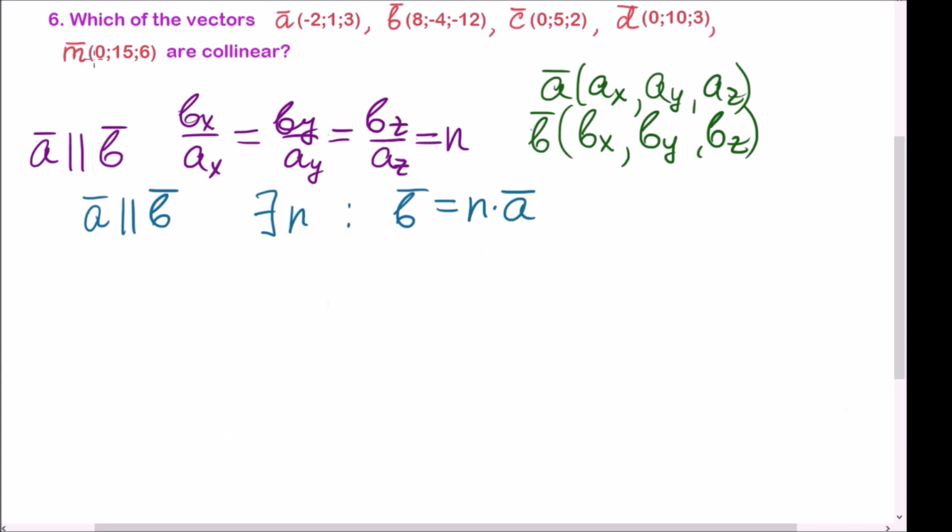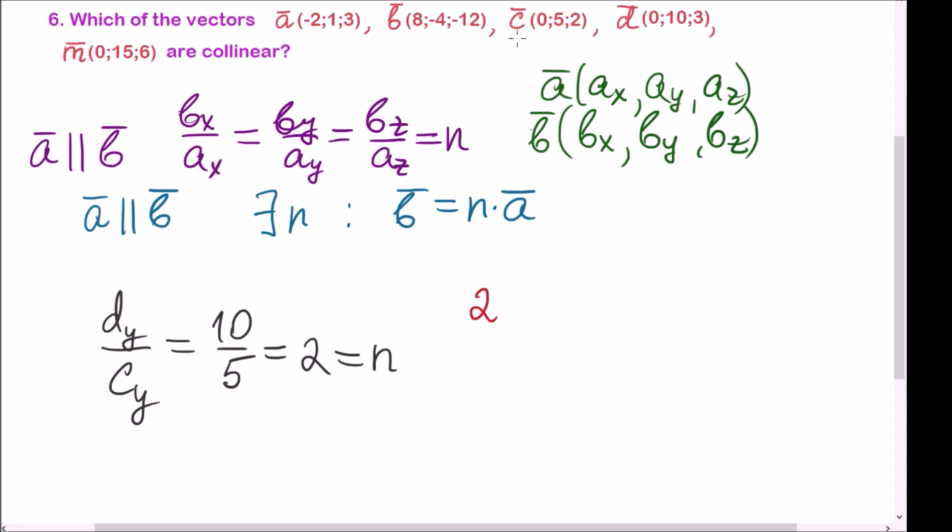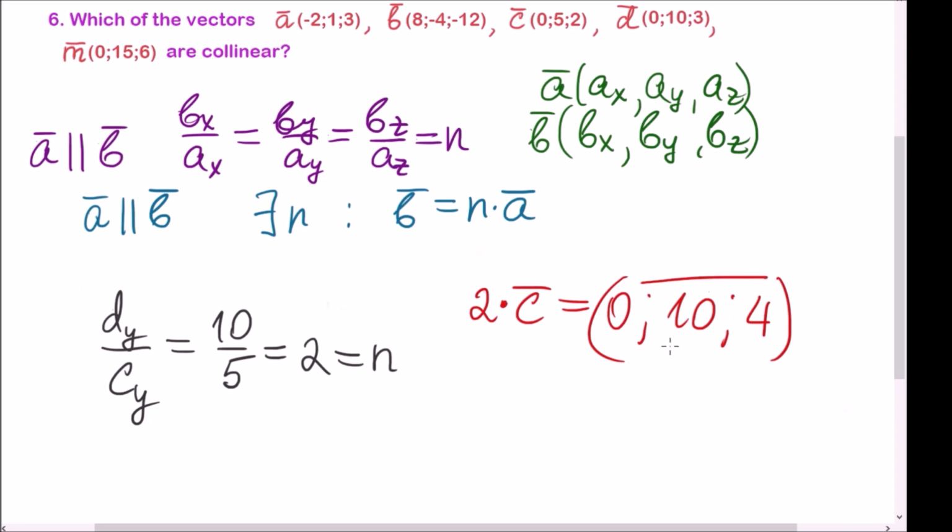The first coordinate of the vectors C, D and M is 0. Let's consider the second coordinates of the vectors C and D. The second coordinate of the vector D, let's divide by the second coordinate of the vector C. 10 divided by 5, it is 2. So let's multiply the number 2 by vector C. Each coordinate of the vector C we multiply by 2. 0 multiplied by 2 is 0. 5 multiplied by 2 is 10. 2 multiplied by 2 is 4. We can see that it is a vector, but it is not vector D. So vectors C and D are not collinear.